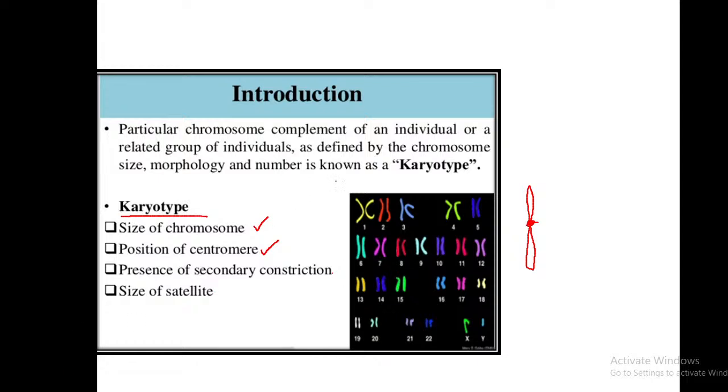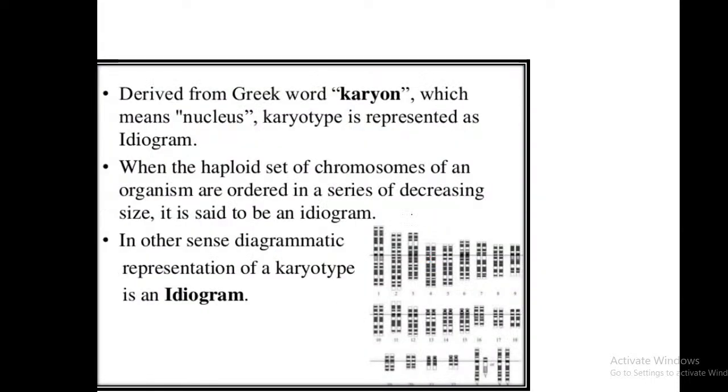This is a picture. The picture which is shown here is a karyotype. So karyotype is the total chromosome constitution of an individual or chromosome makeup of a species. That is known as karyotyping. Now, next, the term karyotype is derived from the word karyon, which means nucleus.